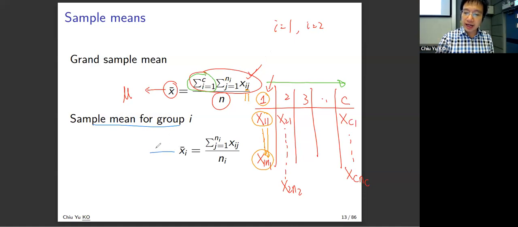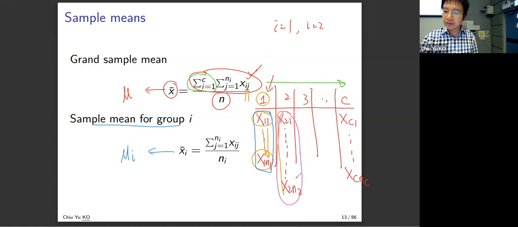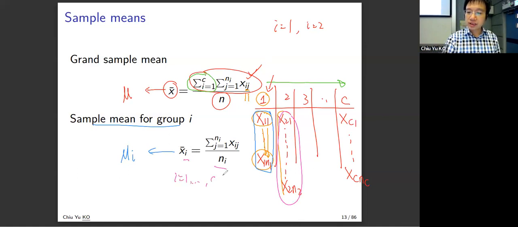Sample mean is estimating mu I, right? It just simply means I add up this divided by how many of them, right? This is the mean of NA, right? And say this is the mean of the CC, right? Mean of the UC, right? Add them up, how many of them, divided by how many of them, right? The I, right? Just I is 1 up to C, right?